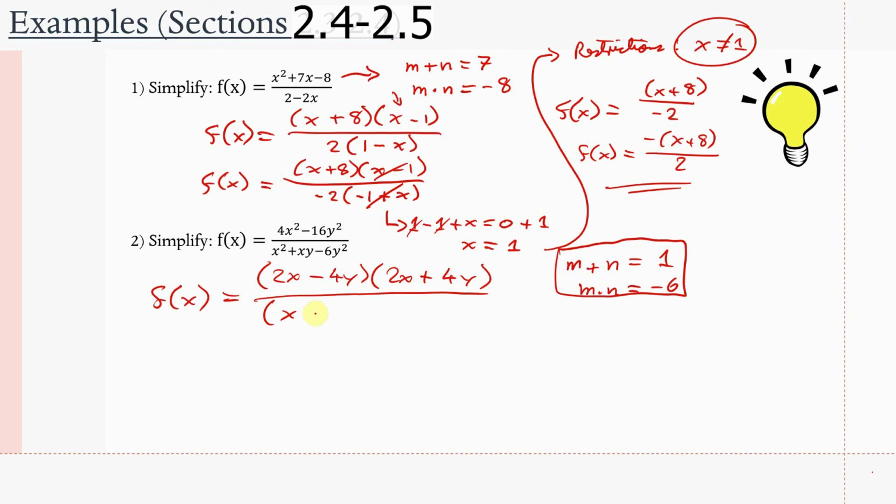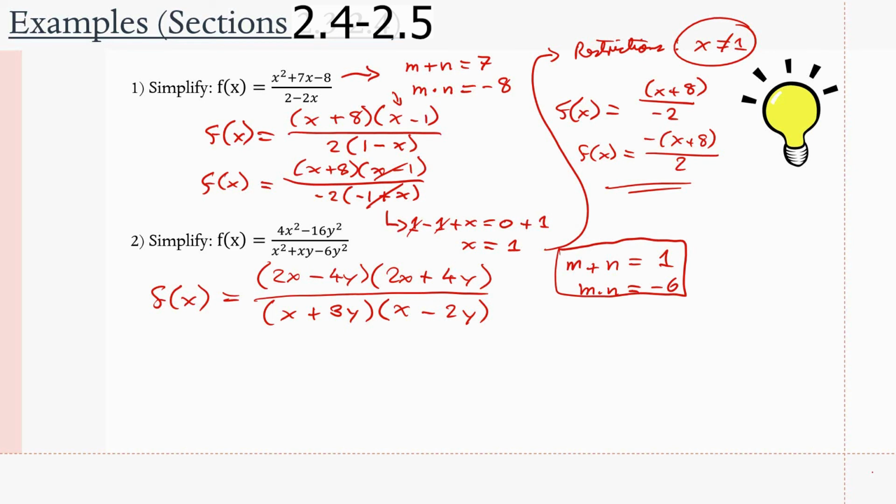So we can say that x plus 3y, and then times x minus 2y, right? If we multiply these two binomials together, we'll get this. Okay, and from here, do we have anything to divide out?